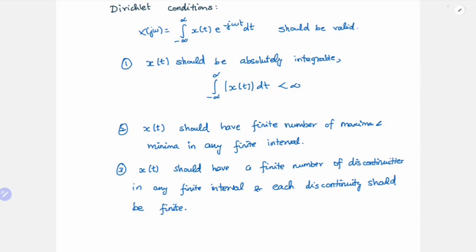And it is really useful to also describe the periodic functions, the Fourier transform of periodic functions, which we'll see next. So now let us look at the Fourier transform for periodic functions.